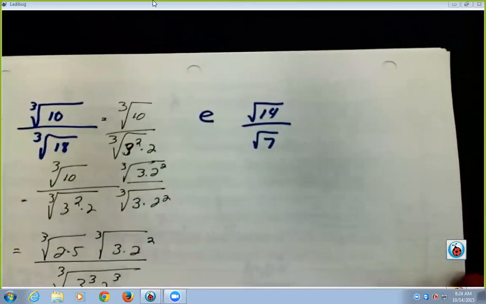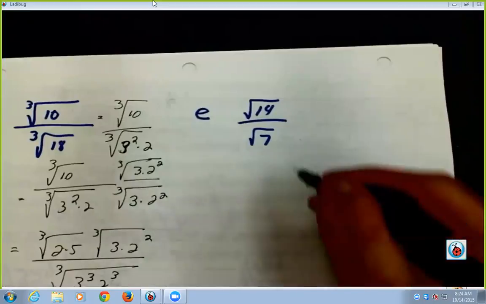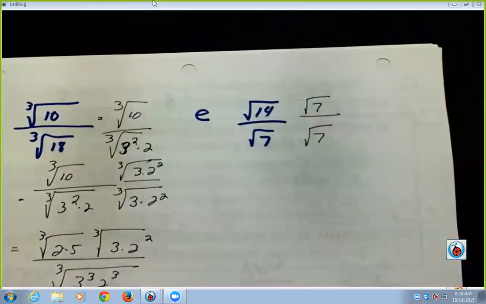So what about this one? What do you guys think I should do? Have the next one here: square root of 14 over the square root of 7. Since it's square roots, I'm looking for two things. I've got to have everything be in squares in the bottom in order to remove it. But 7, does 7 break apart? 7's just 7. So I'm going to need the square root of 7 here and the square root of 7 there.